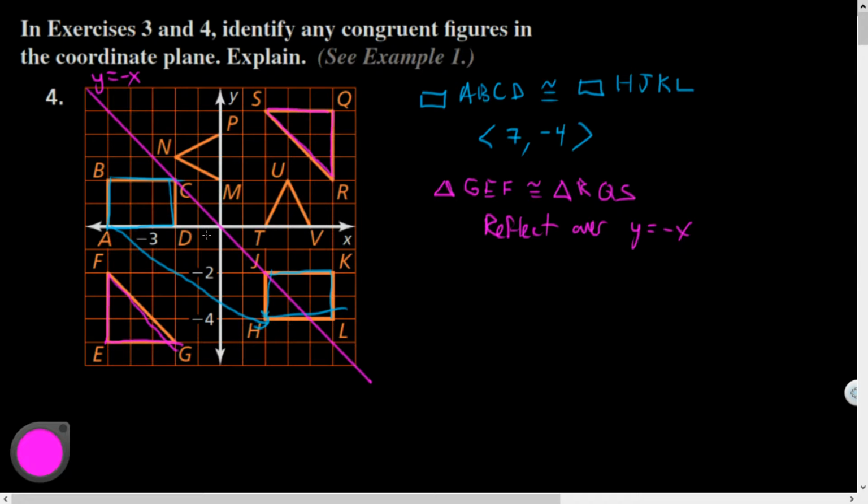Your alternative would be a 180-degree rotation about the origin. And in that case, G would have been rotated to S. So you might have changed the order that you did your congruence in. But yeah, rotation would have worked there as well.